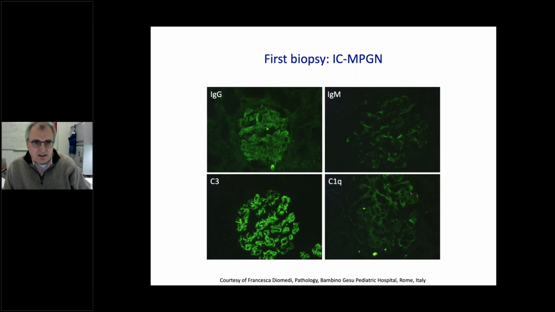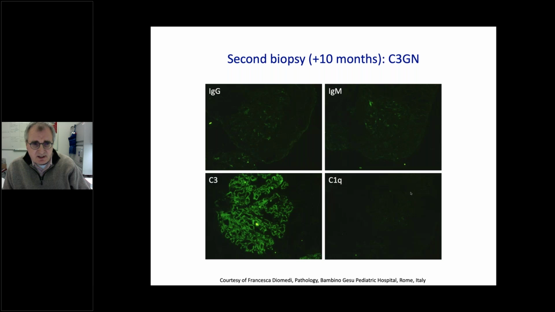So what I'm showing you here is the immunofluorescence of a child that on the staining I'm presenting here has some IgG but strong C3 staining, and the diagnosis at that point was, in keeping with what I've just introduced to you, immune complex MPGN. IgM and C1q were close to background. 10 months later on biopsy, the IgG staining was gone, and this patient had almost exclusively signal for C3. So now the diagnosis is C3GN.